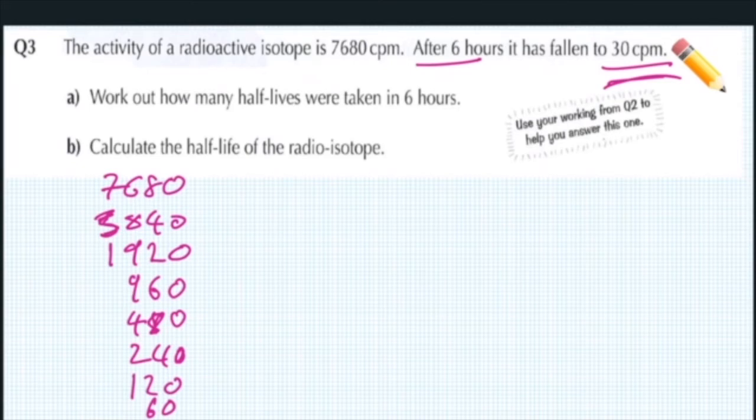To find out how many half-lives were taken in 6 hours, we need to work out how many times we've divided it by 2. So that's 1, 2, 3, 4, 5, 6, 7, 8.